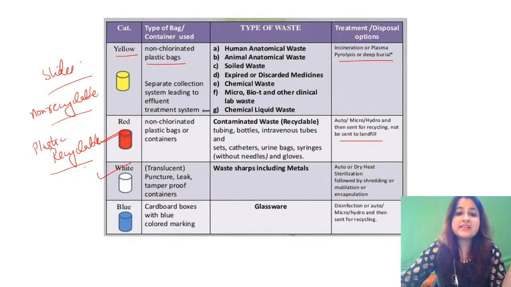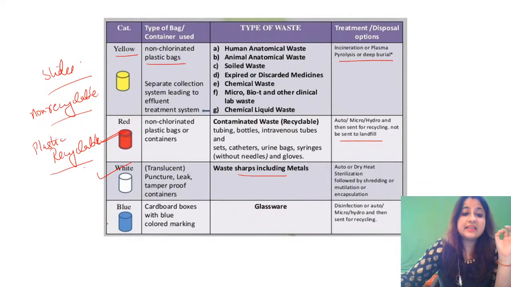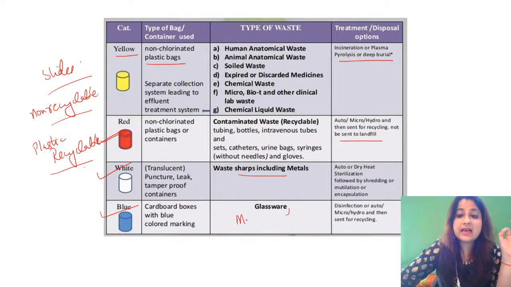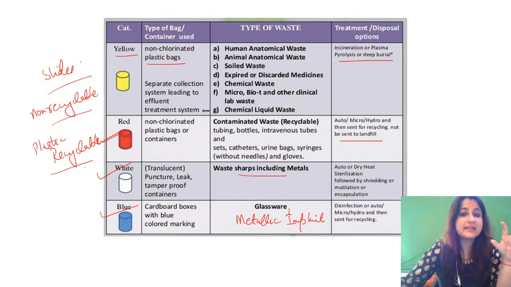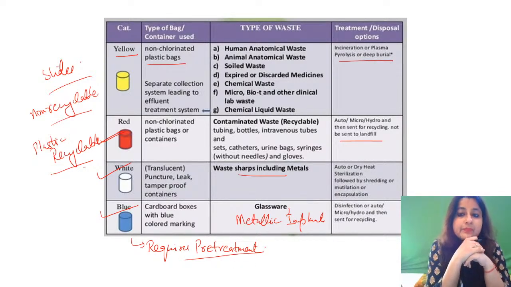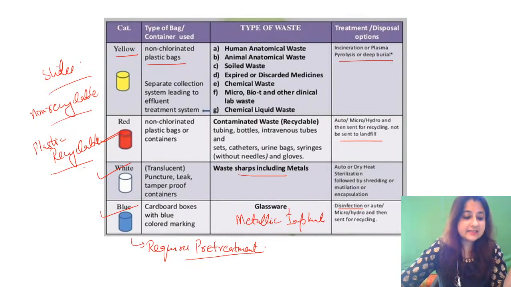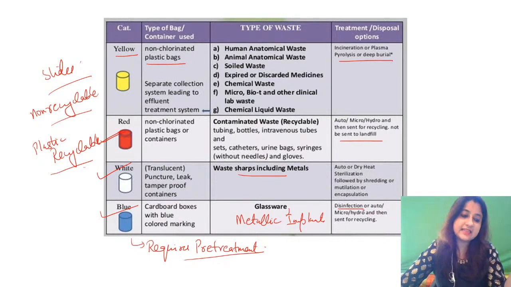Then you have a white color bag, which is for waste sharps, including metals. They are subjected to autoclave or dry heat sterilization, followed by shredding, mutilation, or encapsulation. And last but not the least is the blue color bag, which includes glassware and metallic implants. And what is the most important thing that is done for a blue color bag, guys? This is a bag which requires pre-treatment. Before disposing, you have to pre-treat this with at least 1% sodium hypochlorite. Is that clear? Now this is also disinfected. It requires pre-treatment, disinfection. Then it is sent for autoclave, microwave, hydroclave, and then sent for recycling.